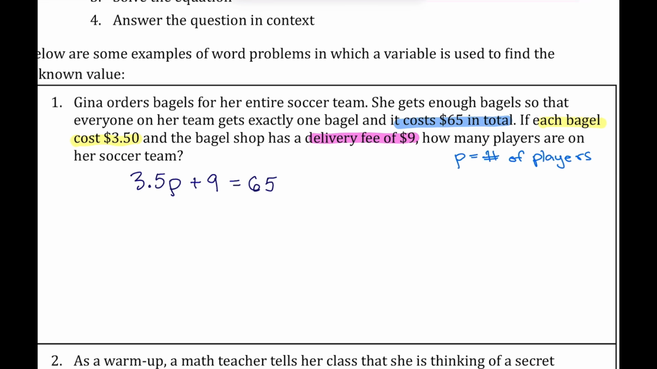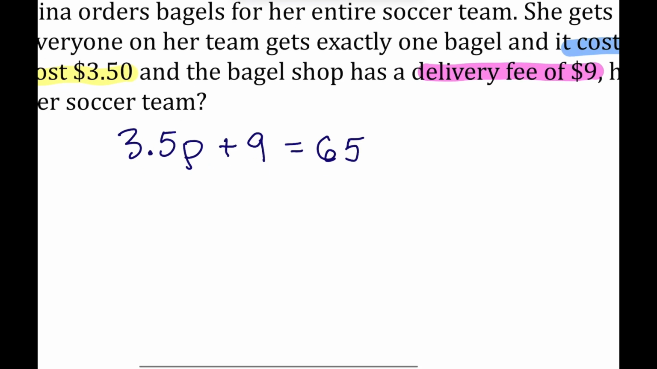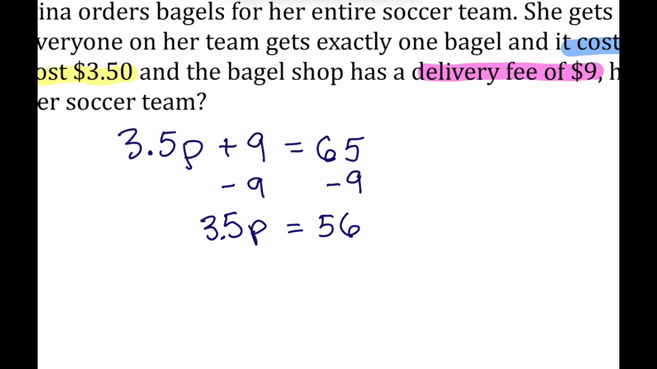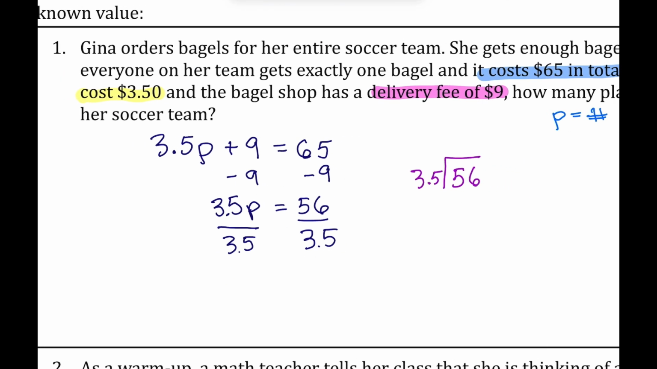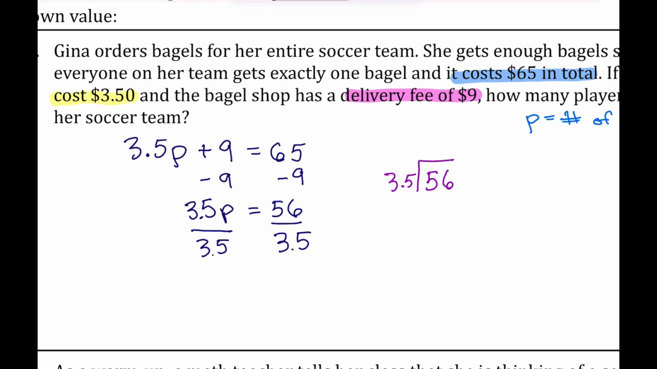Now that we have our equation, we're going to go ahead and solve. So the first step here is to subtract 9 from both sides. Gives us 3.5P equals 56. And then we're going to divide both sides by 3.5. Do some scratch work off to the side. 56 divided by 3.5. Now this is a little bit tricky because we're dividing by a decimal.